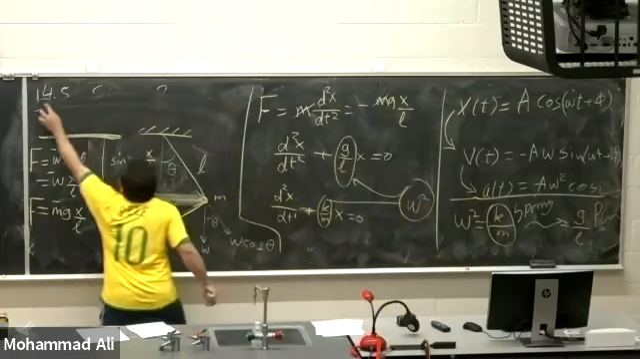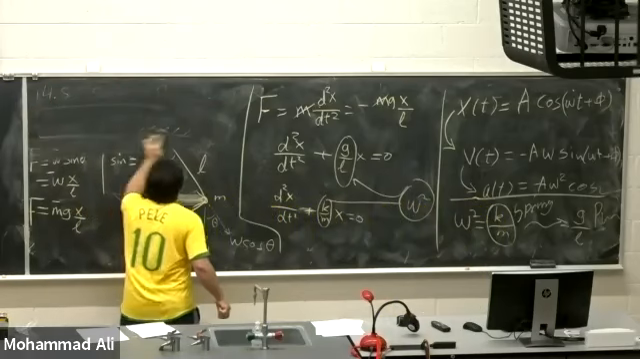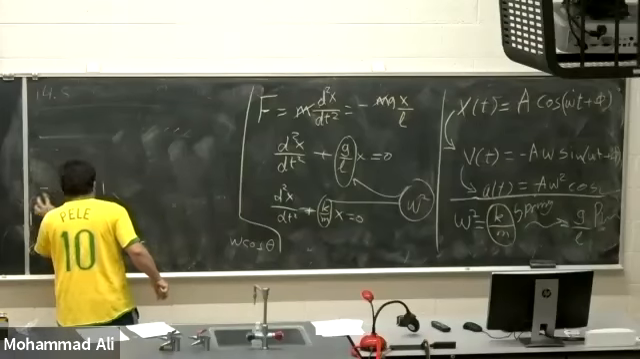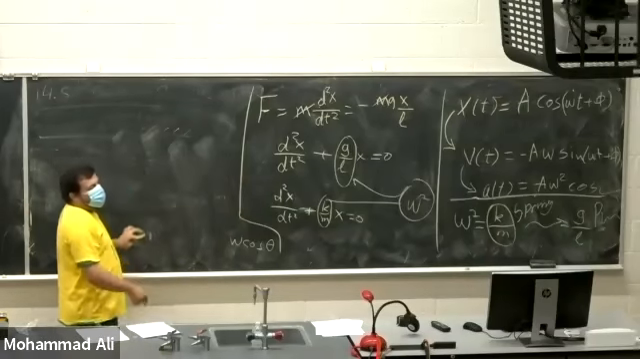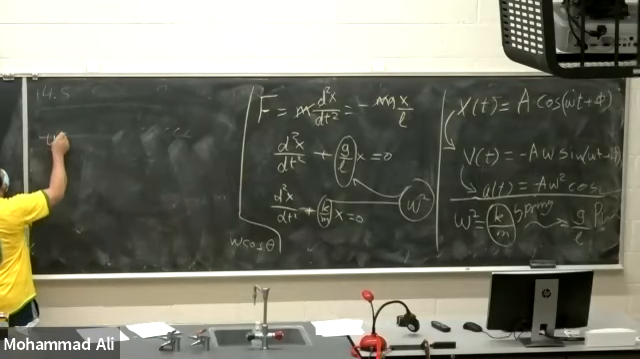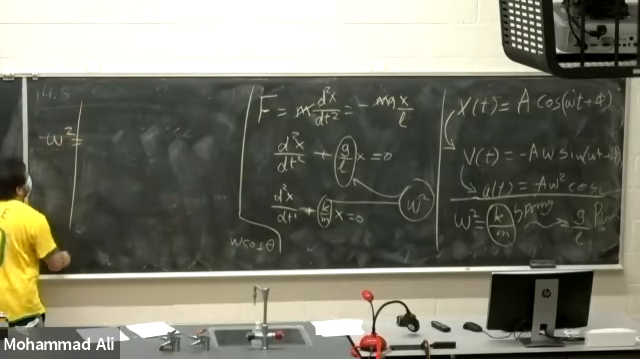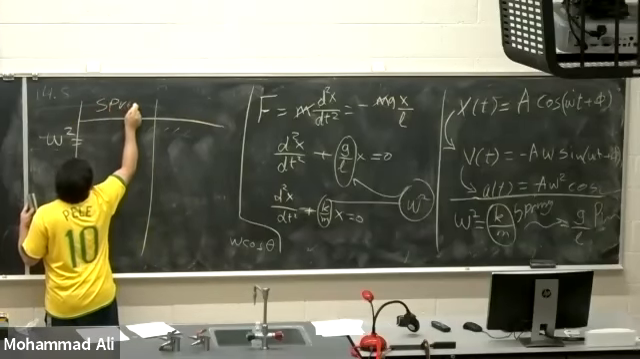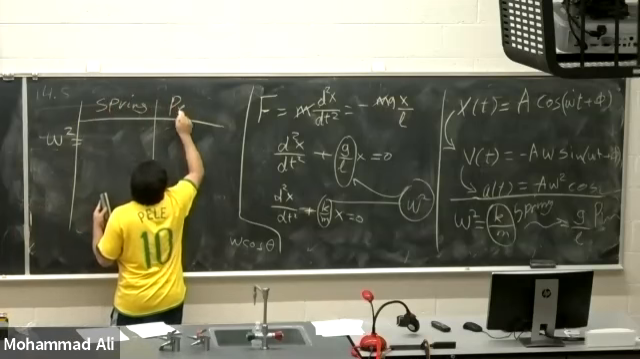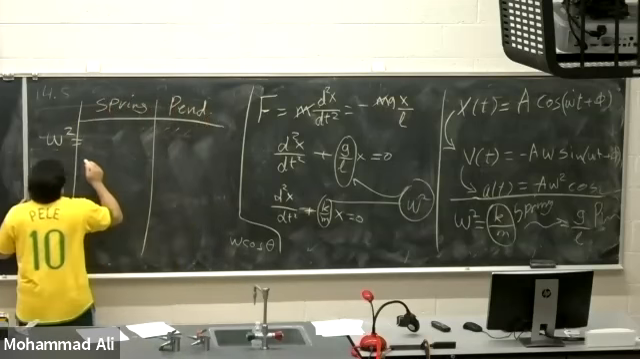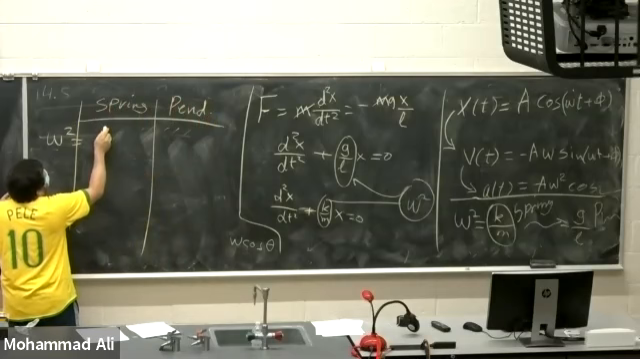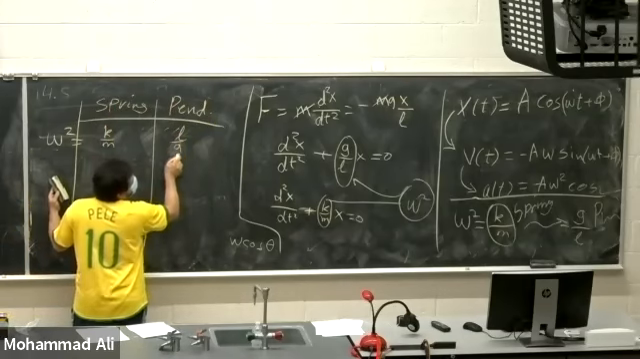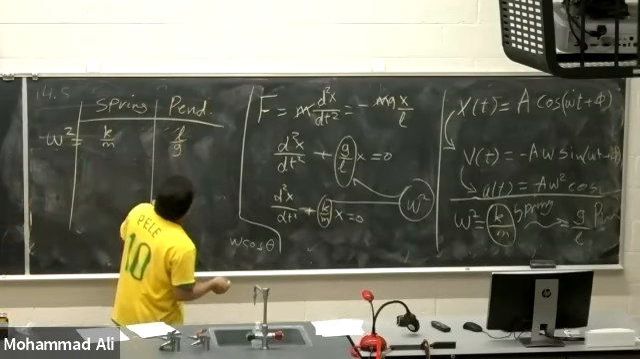We can write many formulas. We can solve many examples. All are the same. We are using the same math now. Omega squared is equal to k over m in a spring, and this is in a pendulum. I told you it is g over L.